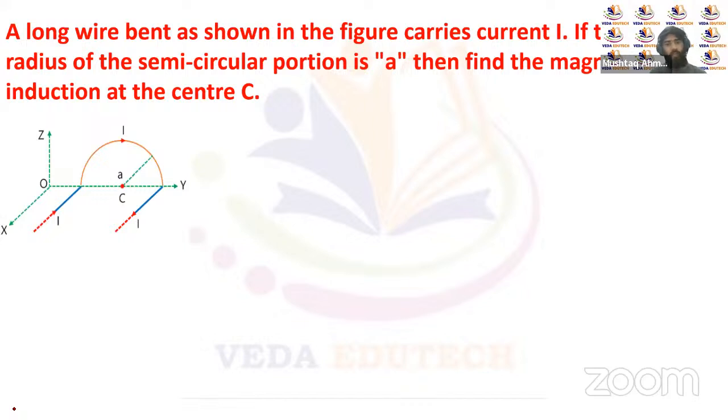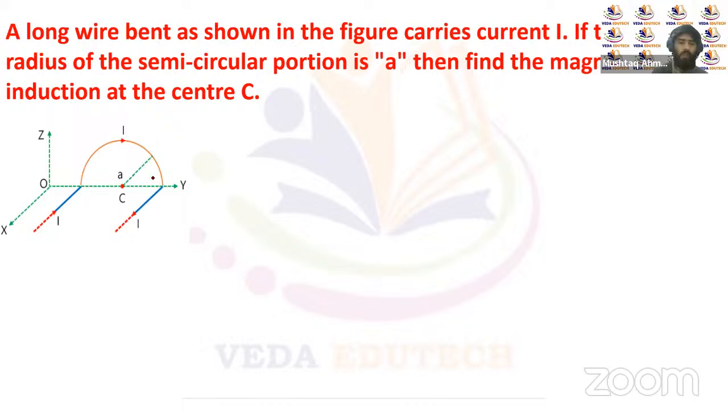Now let's look at this question. This will be the last question for this session. A long wire bent as shown in the figure carries current I. If the radius of the semicircular portion is A, then find the magnitude of the magnetic induction at the center.